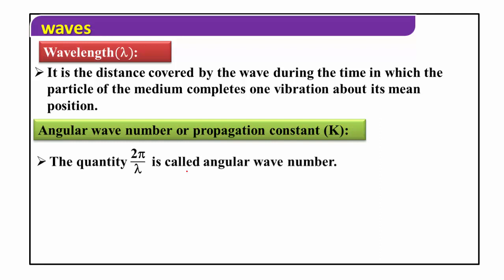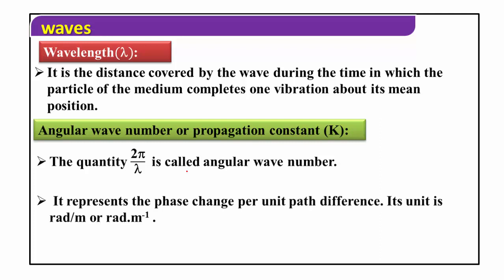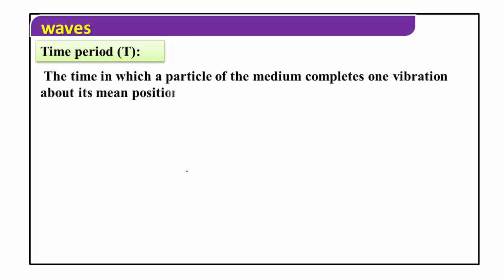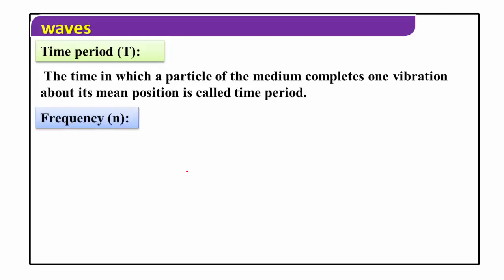The quantity 2π by λ is called the angular wave number, and it represents the phase change per unit path difference. Its unit is radian per meter, or k is equal to 2π by λ. Time period means the time in which a particle of the medium completes one vibration about its mean position. Then it is called time period.